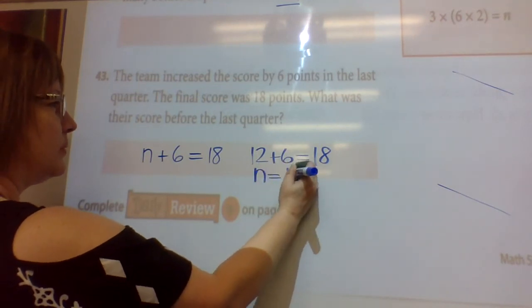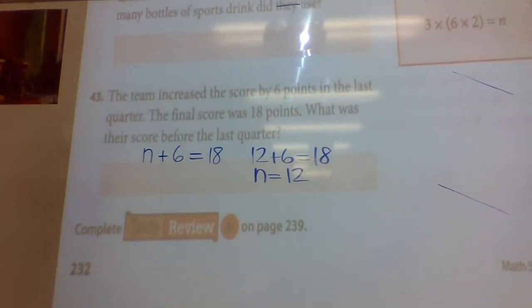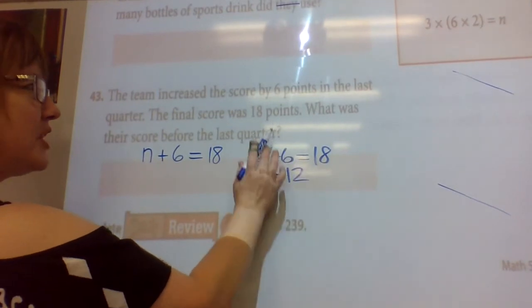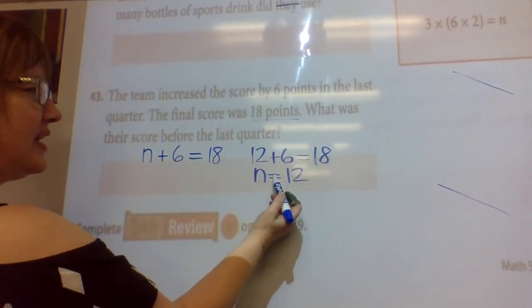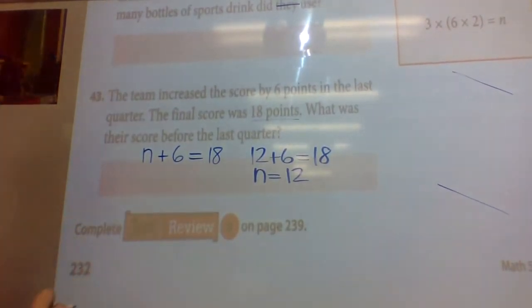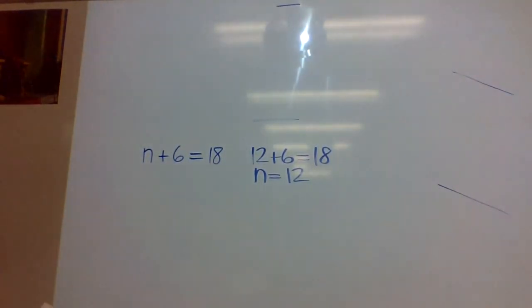So n equals 12. They had 12 in the third quarter. They scored 6 more in the fourth quarter, which gave them a final score of 18. So n plus 6 equals 18. Okay, that one was a little trickier. The very last one was a little trickier.